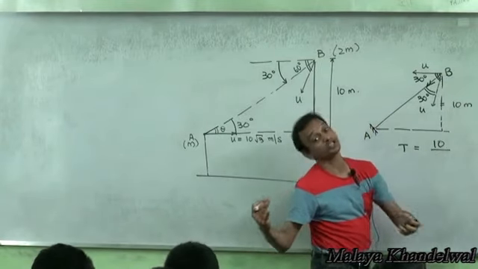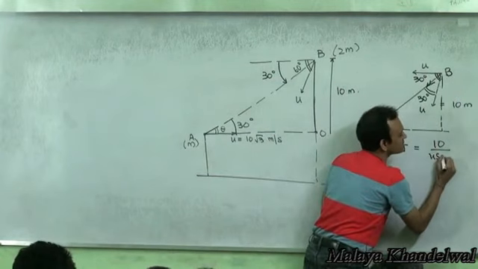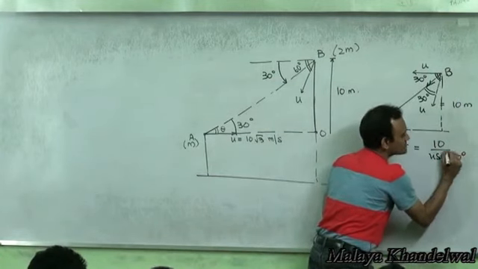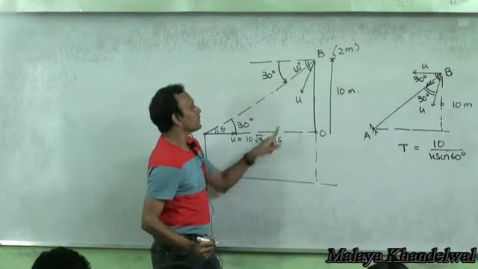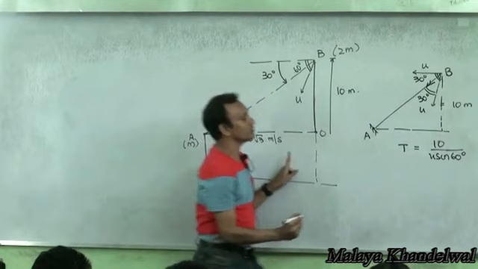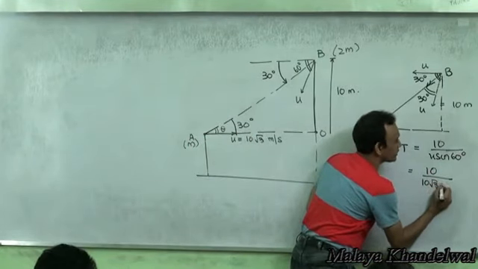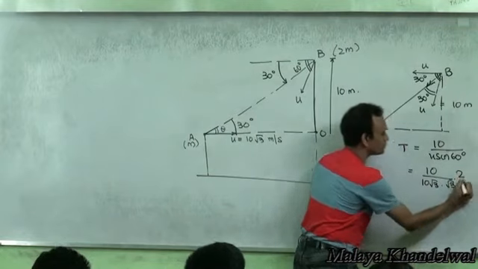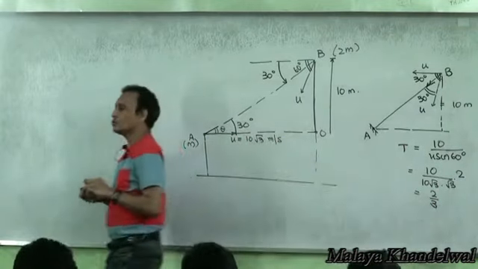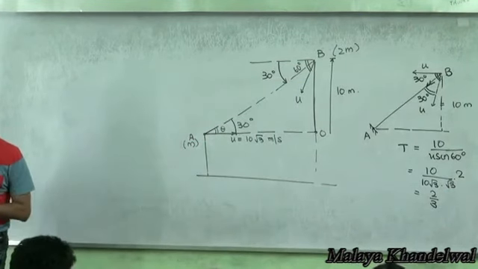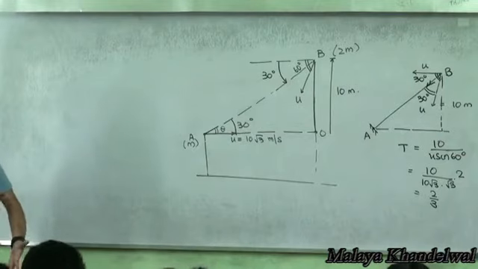Now the time taken for a vertical displacement of 10 meters is 10 meters divided by the vertical velocity that caused it. The vertical velocity that caused it is U sin 60 degrees. That's the vertical velocity that caused it. And U is 10 root 3. So 10 by 10 root 3 into root 3 by 2, so that makes it 2 by 3. 2/3 of a second is what it takes for B to bump into A.